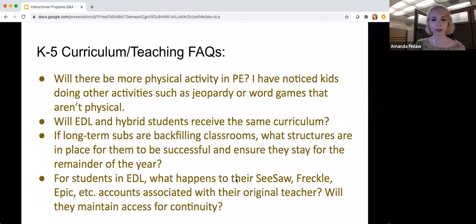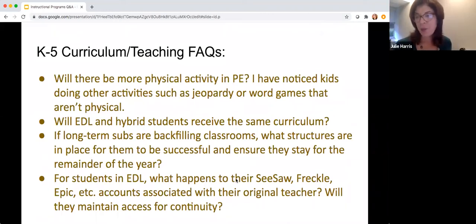If long-term subs are backfilling classrooms, what structures are in place for them to be successful and ensure that they stay for the remainder of the year? The principals are working very closely with the grade level teams to support long-term substitute teachers to ensure programmatic continuity. It's a similar process to what we use when a staff member goes out on a medical leave. We ensure that the long-term sub gets all of the support that they need for curriculum, instruction, and student success.